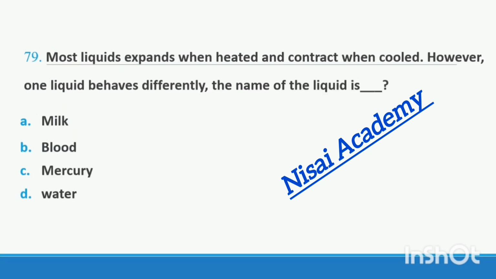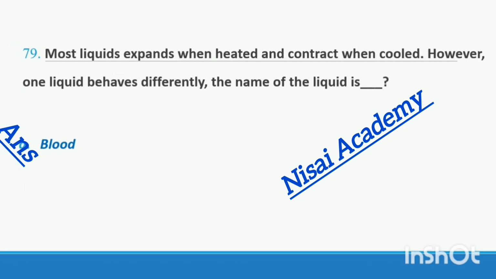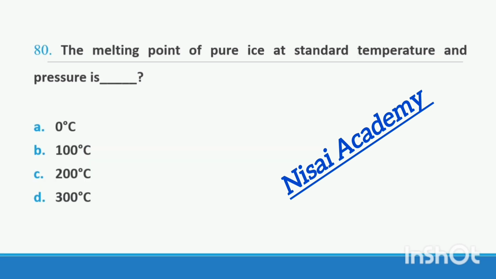Question 79. Most liquids expand when heated and contract when cooled. However, one liquid behaves differently. The name of the liquid is option A milk, option B blood, option C mercury, option D water. Most liquids expand when heated and contract when cooled. However, one liquid behaves differently. The name of the liquid is blood. Right option B.